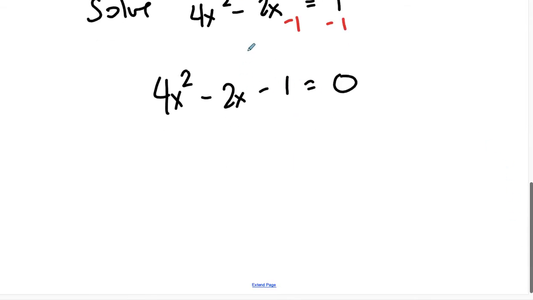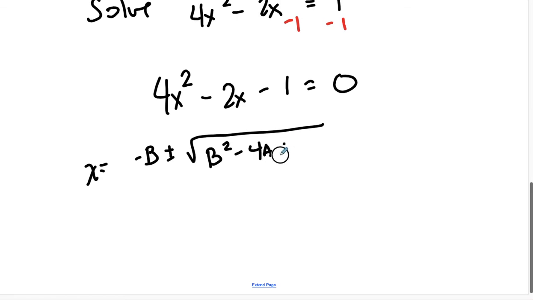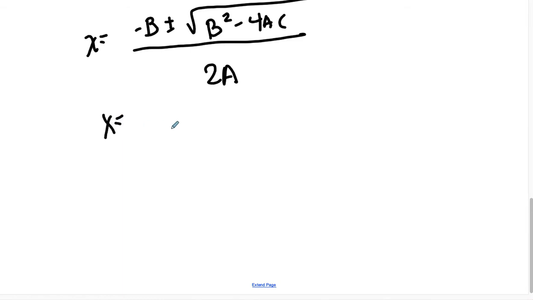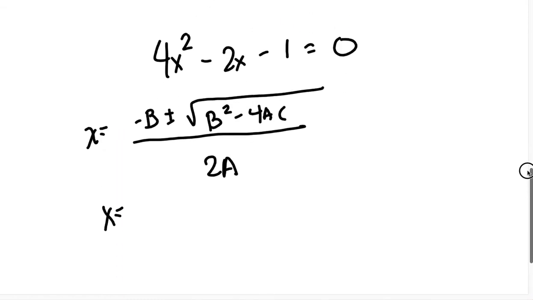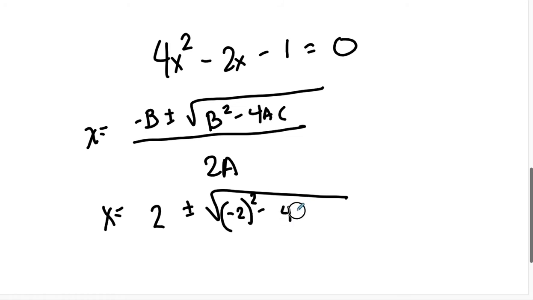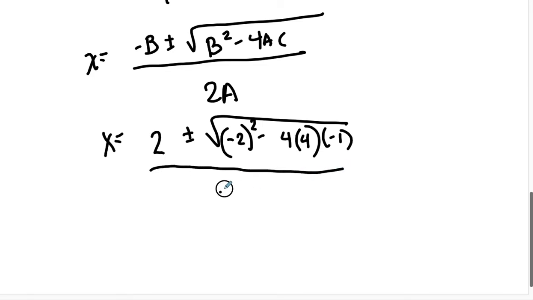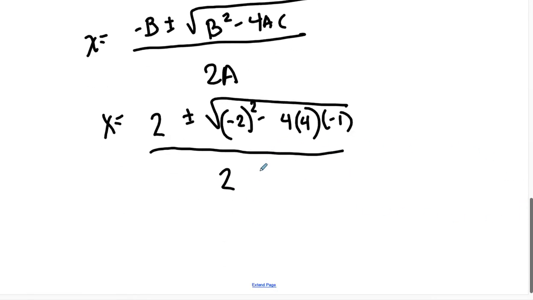Okay, so now I'm going to use my quadratic formula. x equals negative b plus minus the square root of b squared minus 4ac, all over 2a. So this becomes x equals, let me scroll up a little bit. We have negative b, and b is negative 2, so that's going to be a positive 2. Okay, so plus minus the square root of negative 2, all squared, minus 4 times negative 1, all over 2 times a, which is positive 4.